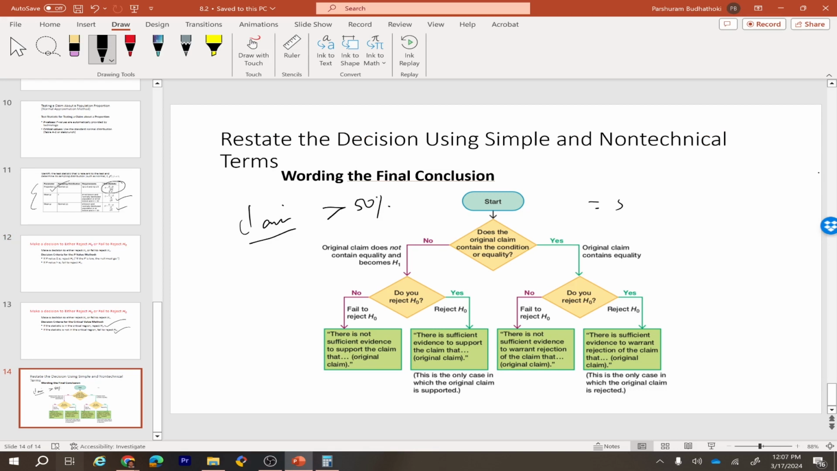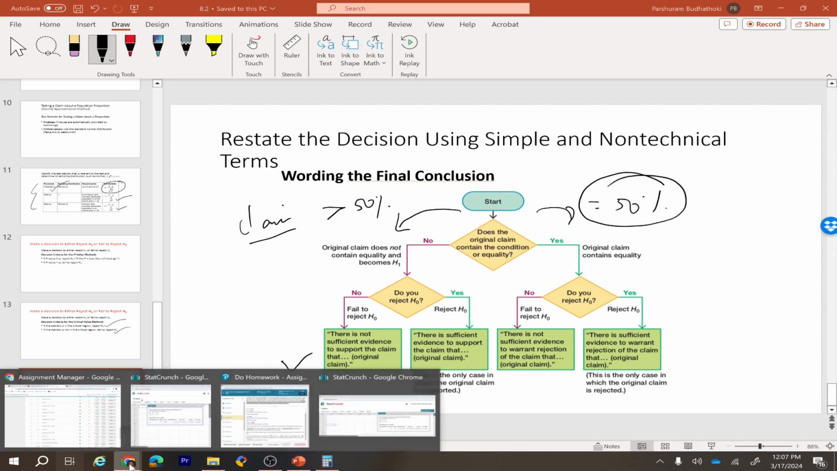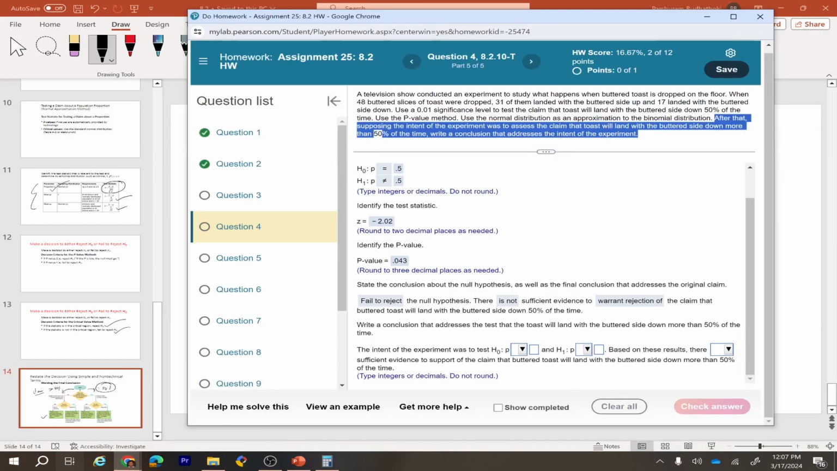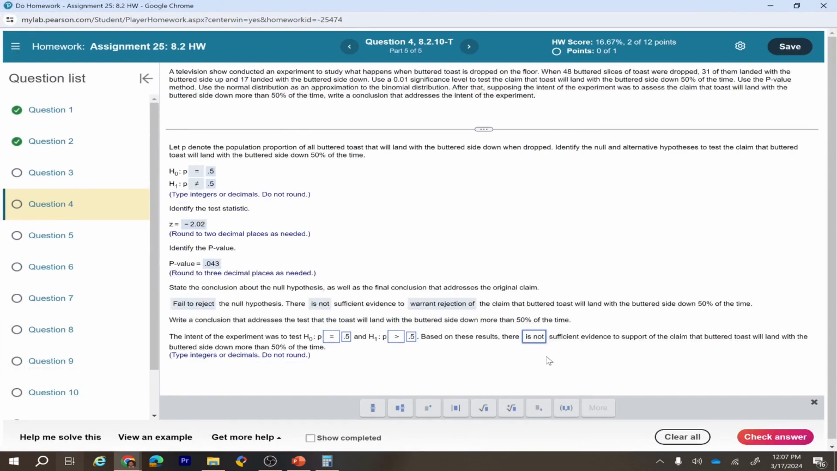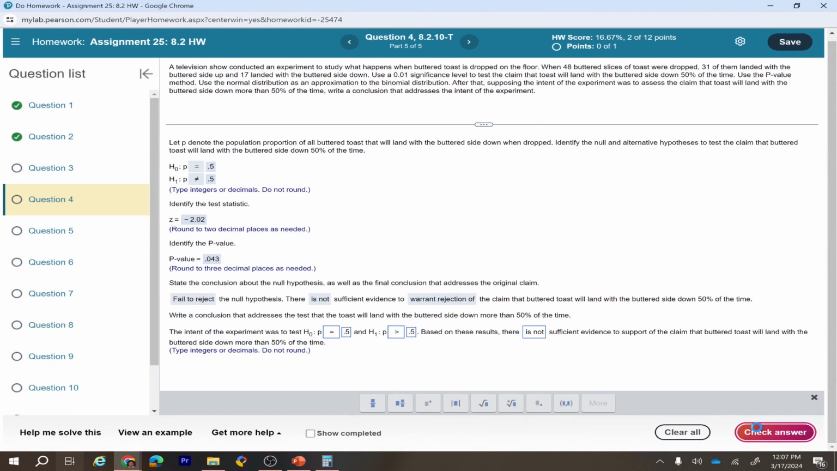Previously, it was equal to 50%. That was the claim we wanted to check. That's why we went in that direction. But now, the claim is greater than 50%. So to make the conclusion, we have to go in this direction and fail to reject. So this would be our final conclusion. There is not sufficient evidence to support the claim. That would be our final conclusion. So the intent of the experiment was to test the null hypothesis equal to 0.5, and then the alternative hypothesis is greater than 50%, and based on the result, there is not sufficient evidence to support the claim. Make sense?